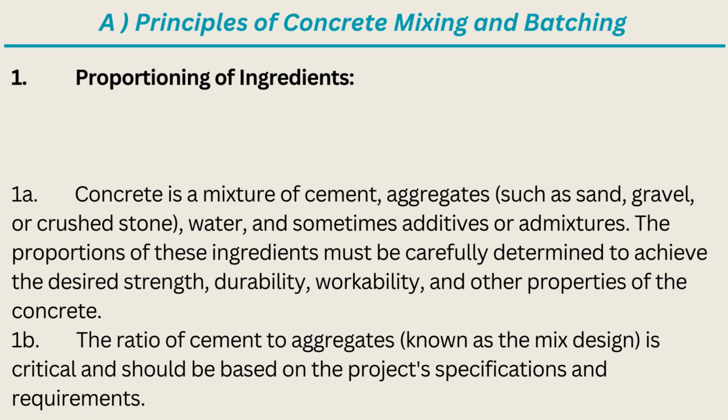1. Proportioning of ingredients. 1a. Concrete is a mixture of cement, aggregates such as sand, gravel, or crushed stone, water, and sometimes additives or admixtures. The proportions of these ingredients must be carefully determined to achieve the desired strength, durability, workability, and other properties of the concrete. 1b. The ratio of cement to aggregates, known as the mix design, is critical and should be based on the project specifications and requirements.